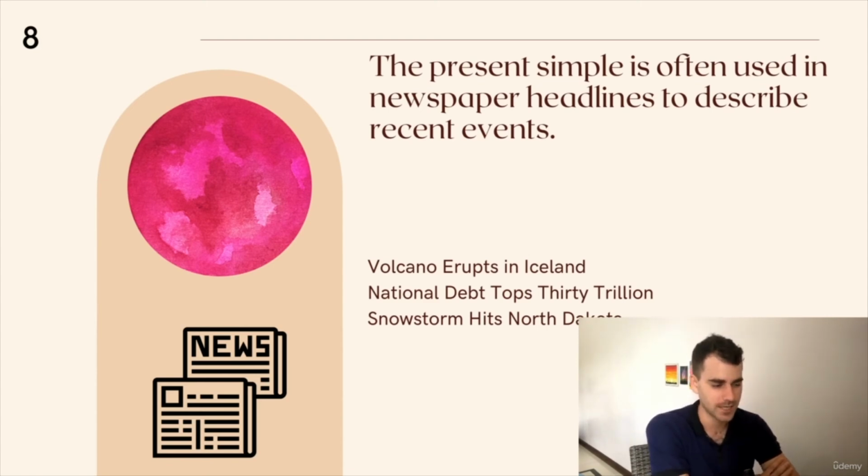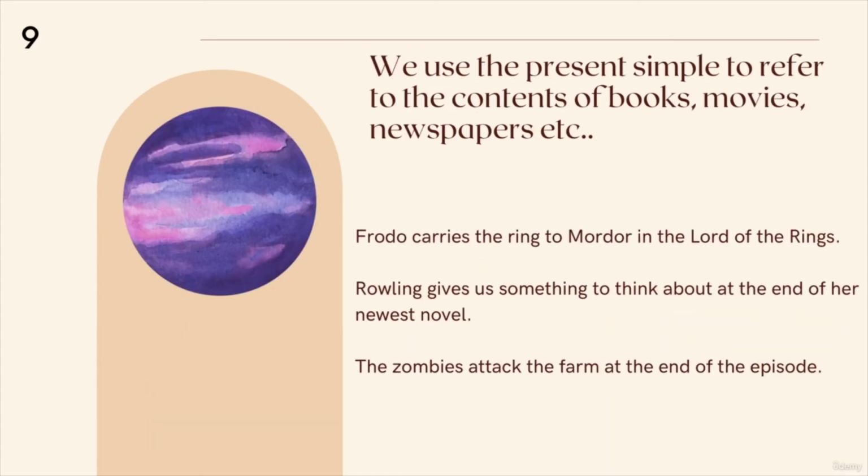The present simple is often used in newspaper headlines to describe recent events. For example, volcano erupts in Iceland. Actually, the volcano erupted in the past, but the headline uses present simple. National debt tops 30 trillion. Snowstorm hits North Dakota. All these events have been happening in the past or happened in the past. So they only use present simple because it's in the headline of the newspaper. We also use present simple to refer to the contents of books, movies, and newspapers. Frodo carries the ring to Mordor in The Lord of the Rings. Rowling gives us something to think about at the end of her newest novel. The zombies attack the farm at the end of the episode.